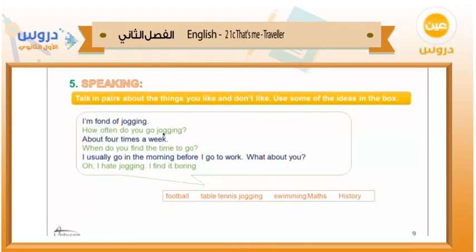How often do you go jogging? About 4 times a week. When do you find the time to go? I usually go in the morning. I usually go in the morning before I go to work. What about you? Oh, I hate jogging. I find it boring. Try to use these words to complete some sentences.